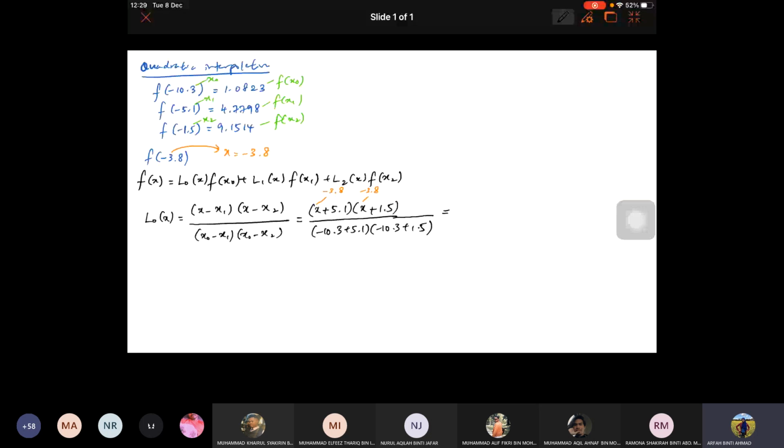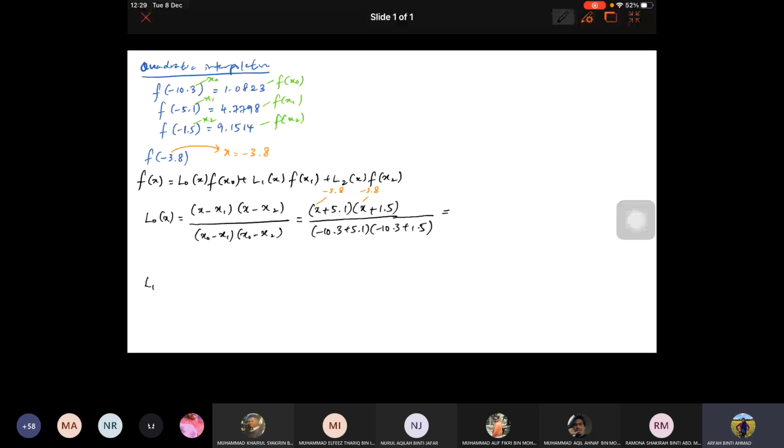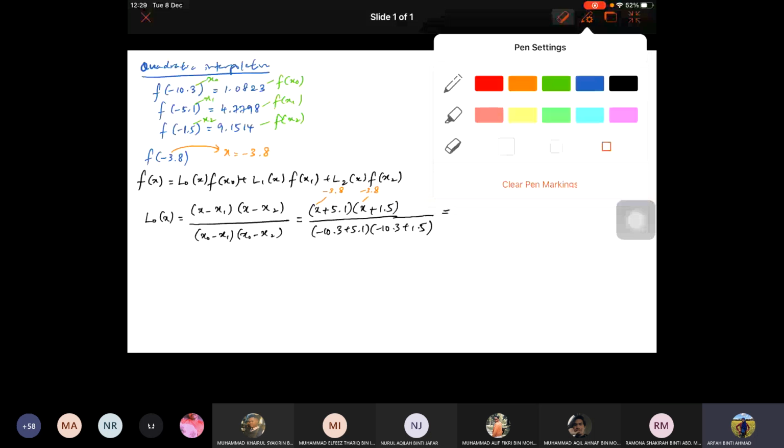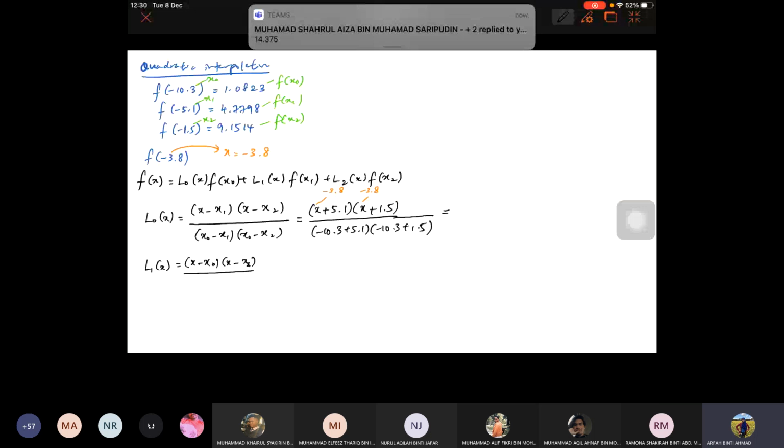So then, boleh kira untuk L1. Saya nak awak kira sendiri yang ini. L1X akan sama dengan X minus X0, X minus X1 divided by X minus X2. Okay. 14.375. Yang lain dapat jawapan sama dengan Syarul?